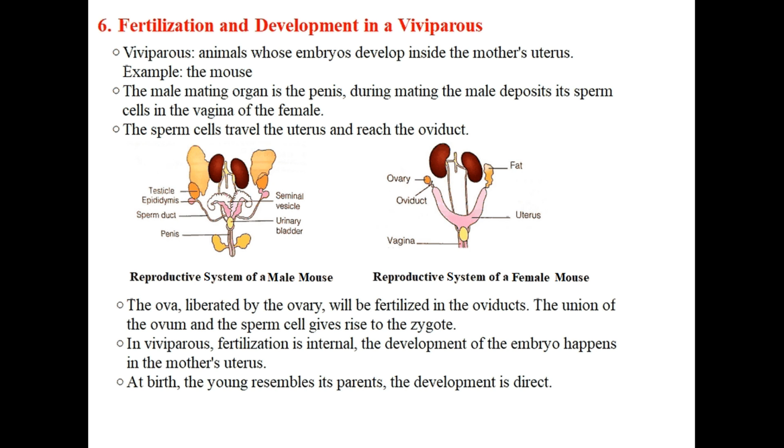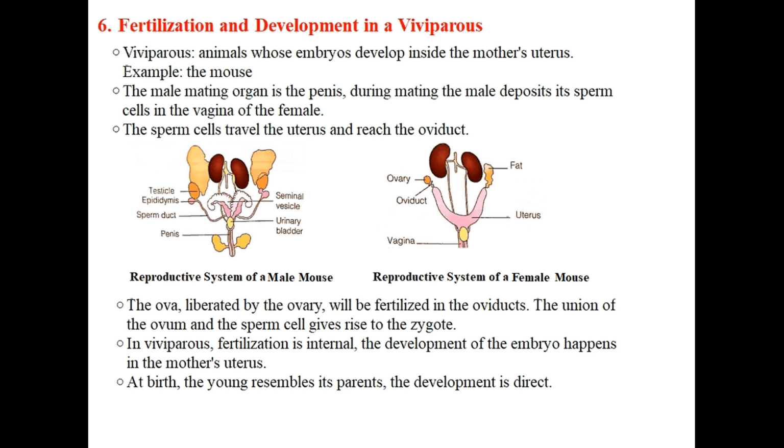Here in the pictures, we have the reproductive system of a male mouse and the reproductive system of a female mouse. In the reproductive system of a male mouse, we can see the testicle and the penis, and in the reproductive system of a female mouse, we can see the ovary, the oviduct, and the vagina. The ova, liberated by the ovary, will be fertilized in the oviducts. The union of the ovum and the sperm cell gives rise to the zygote.